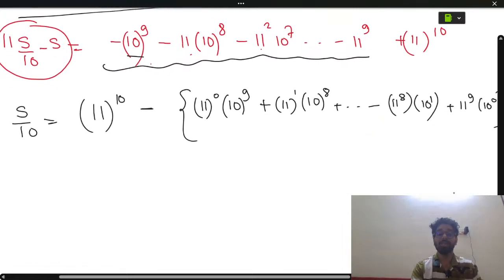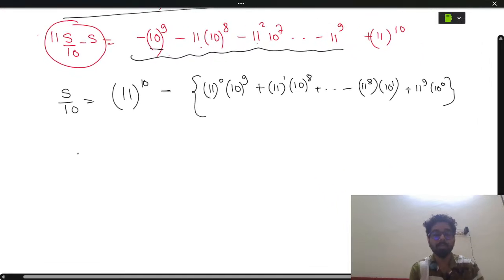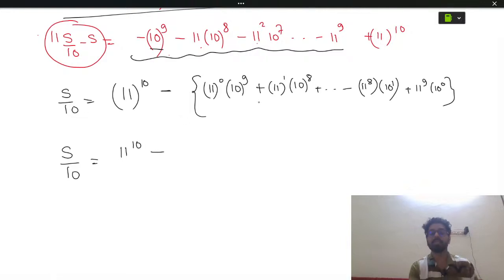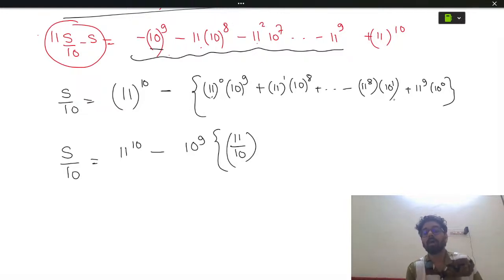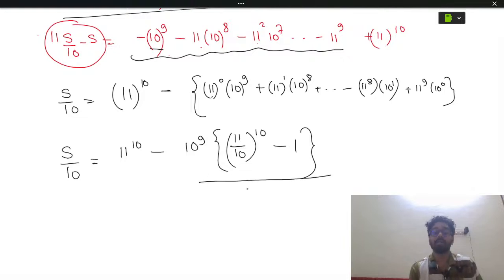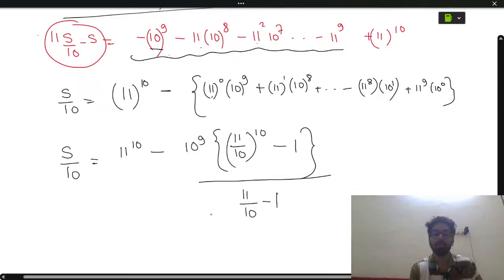Okay, now it's easy to execute the sum part. What will be the summation? So S by 10 is equal to 11 power 10 minus, here the first term is 10 power 9. Now, what is the common ratio? 11 by 10. Number of terms, guys, over here: it's 11 power 0 to 11 power 9, so the number of terms is 10. Okay. Now, divided by what? R minus 1. So R power n minus 1 upon R minus 1. So 11 power 10 minus 1.